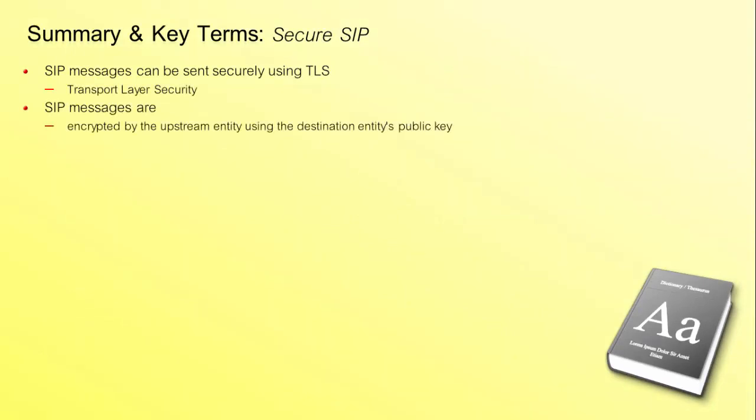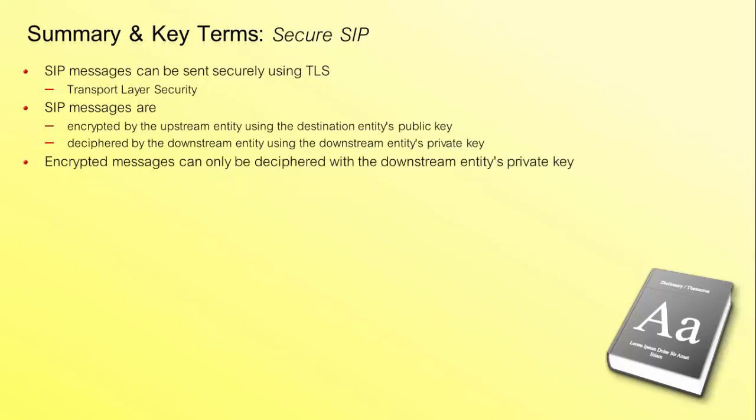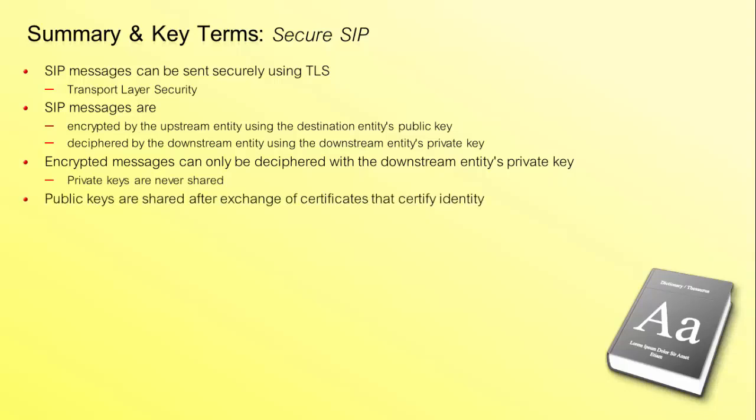In summary then, SIP messages can be sent securely using TLS, that's Transport Layer Security. Messages are encrypted by the upstream entity using the downstream entity's public key and deciphered by the downstream entity using the downstream entity's private key. Encrypted messages can only be deciphered with the downstream entity's private key, something which is never shared. Public keys, on the other hand, are shared after exchange of certificates that certify identity.